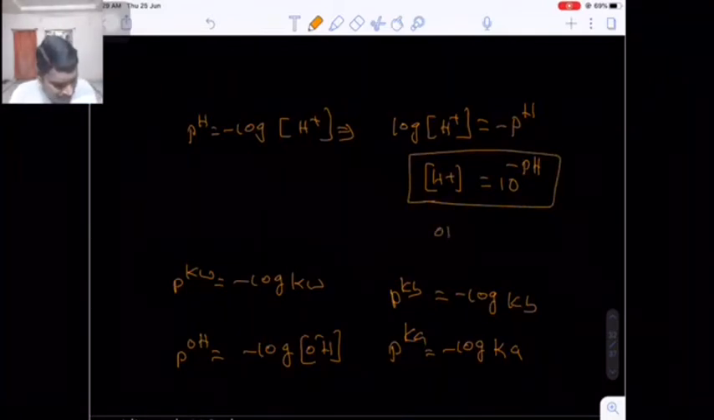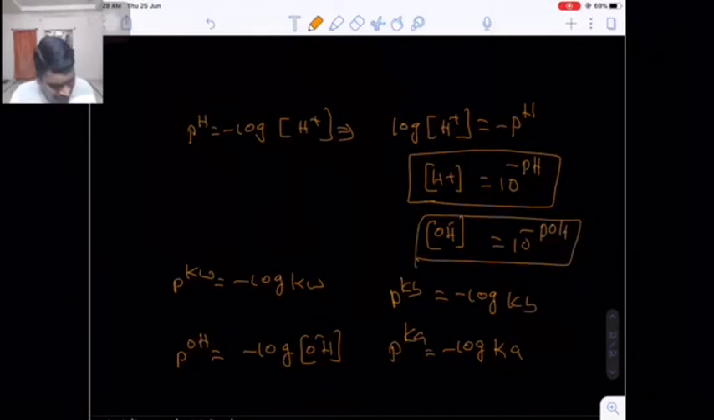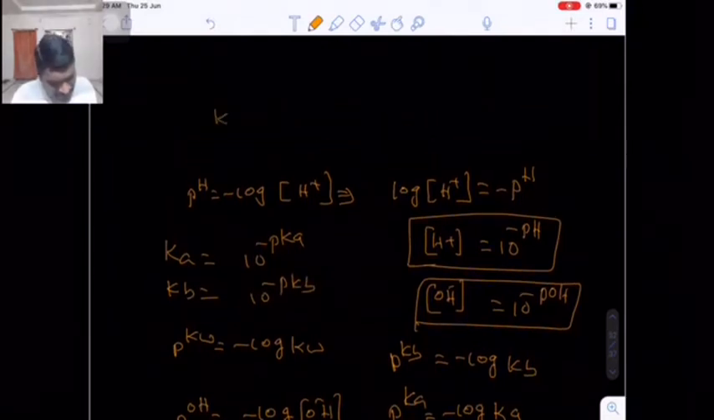Similarly, how to find the OH minus ion concentration? 10 to the power minus pOH. How to find the Ka? 10 to the power minus pKa. Okay. How to find the Kb? 10 to the power minus pKb. How to find the Kw? 10 to the power minus pKw. Are you getting my point?